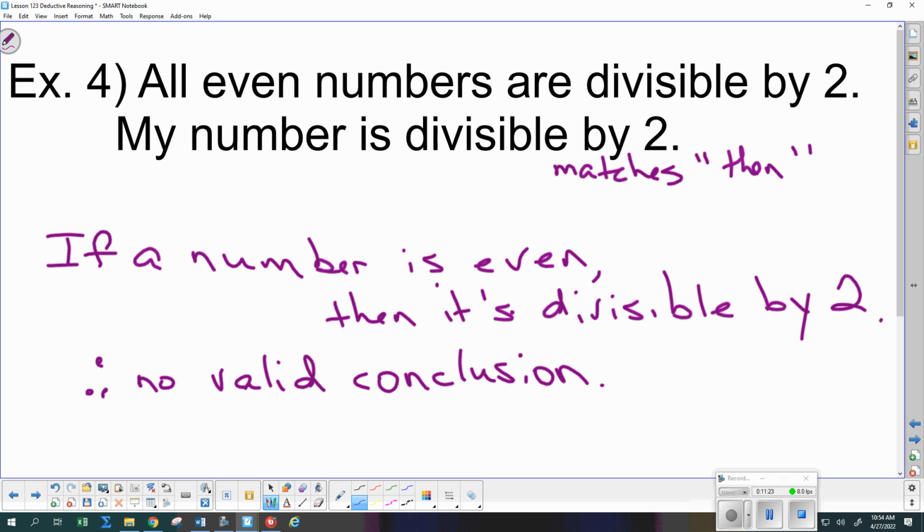So it's just a matter of if and then. Does it match the if part or not? If it does, we write the valid conclusion that matches then. If it doesn't match the if part, we say no valid conclusion at this point in our study of logic. Questions from anybody?